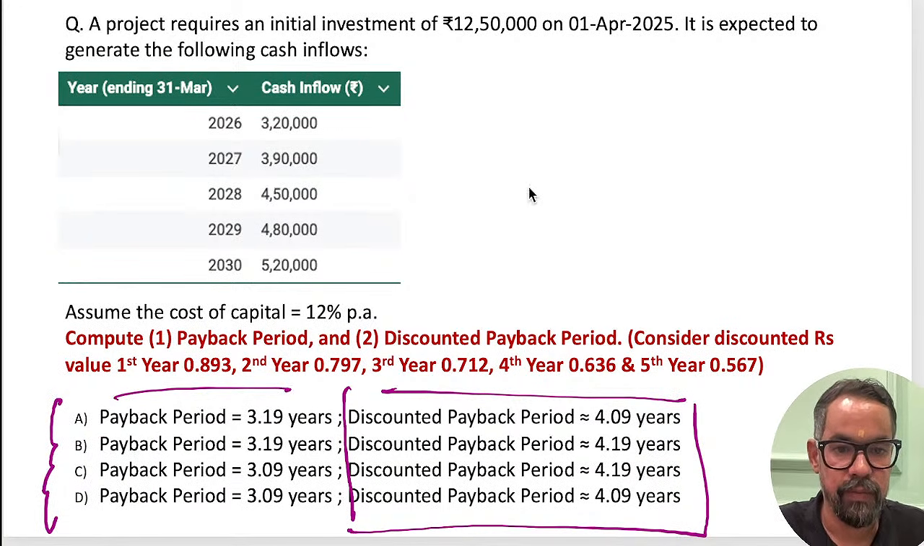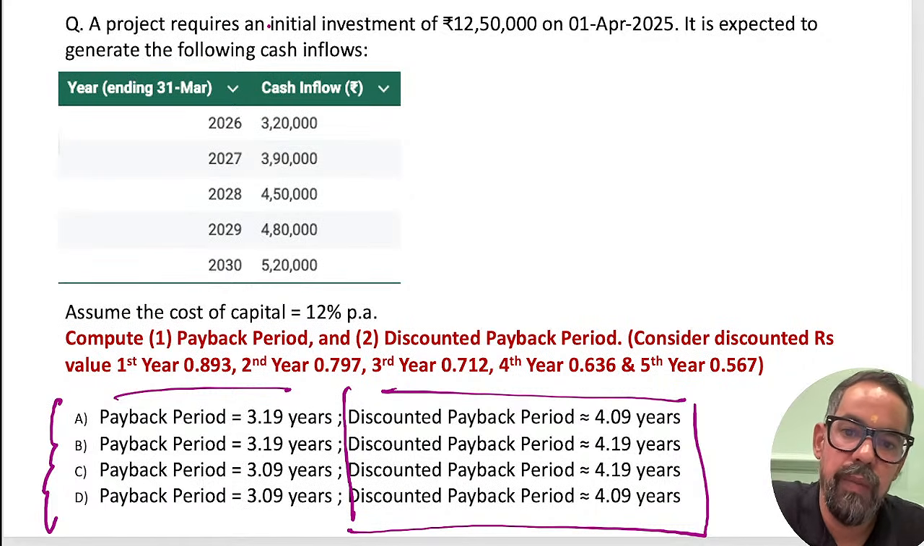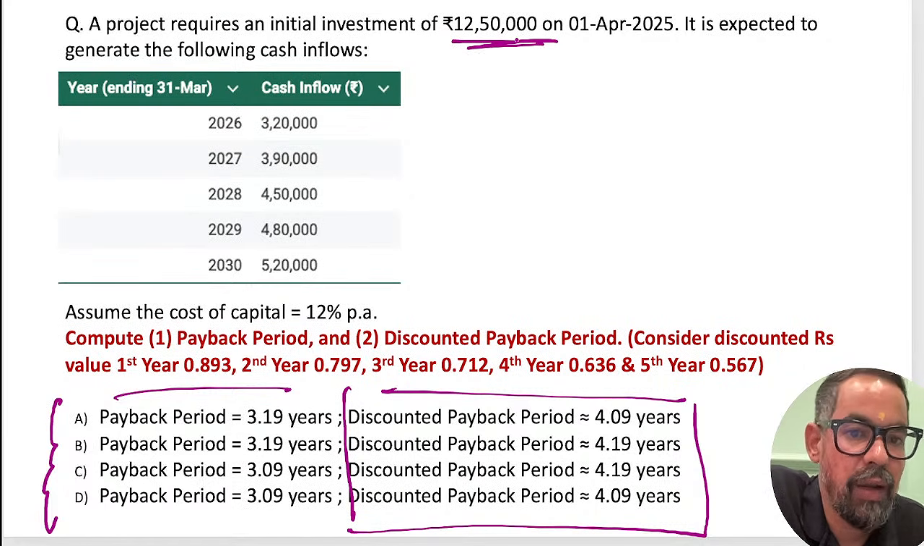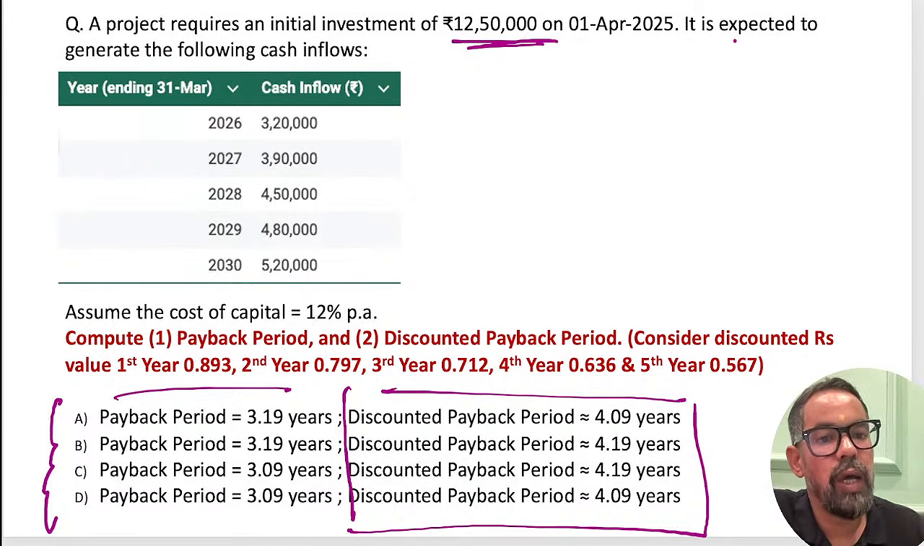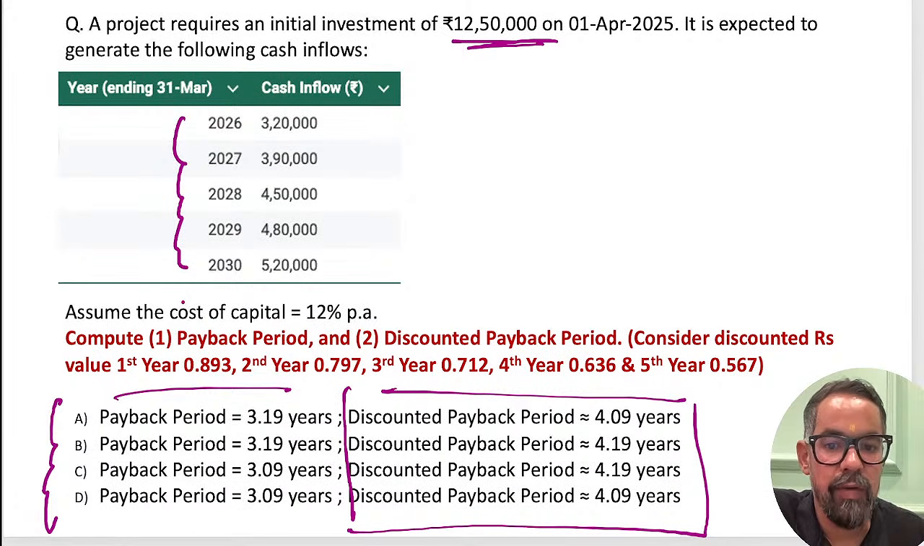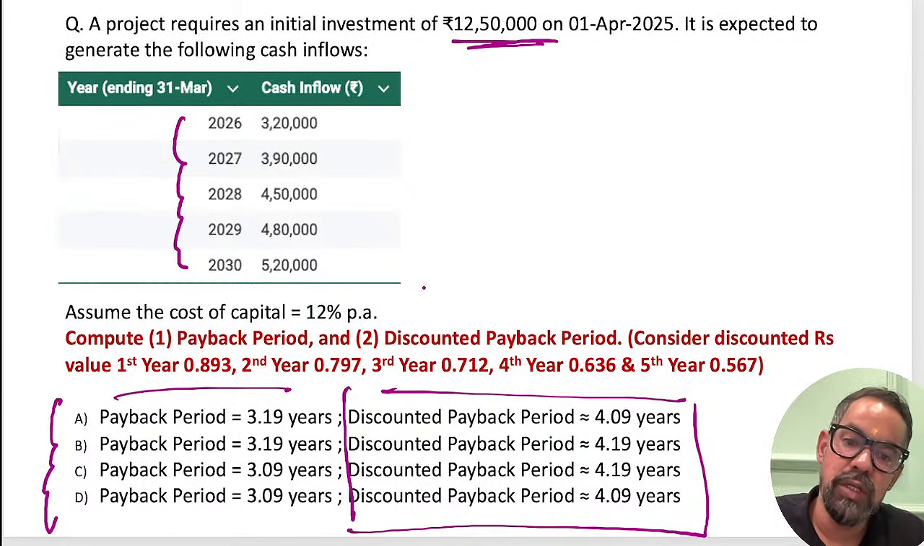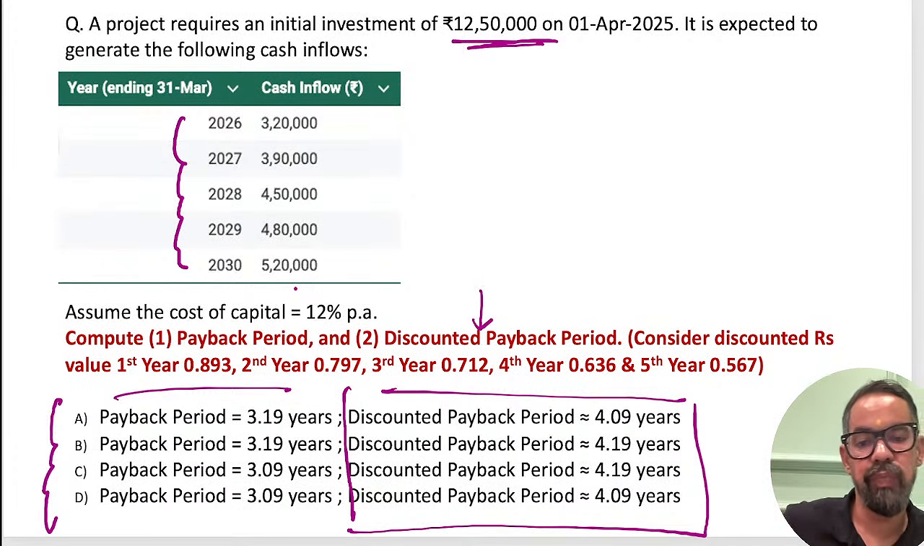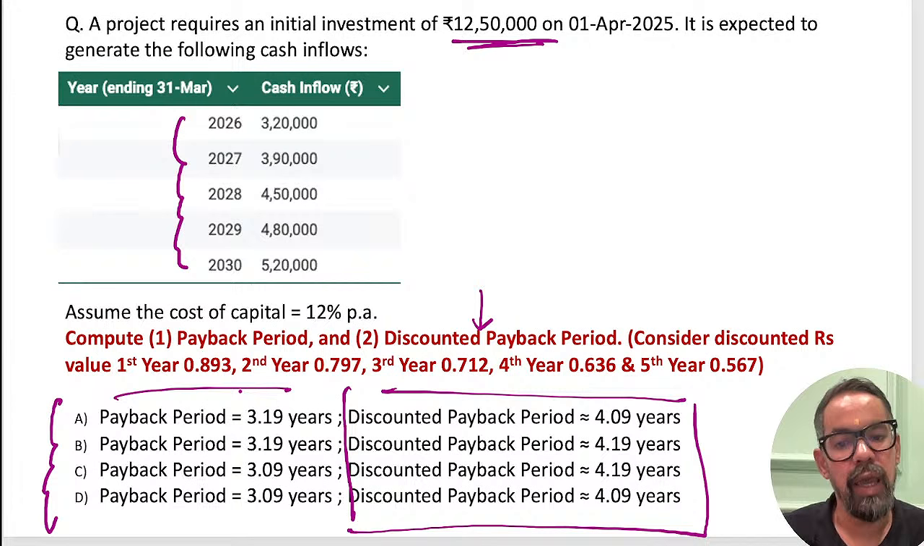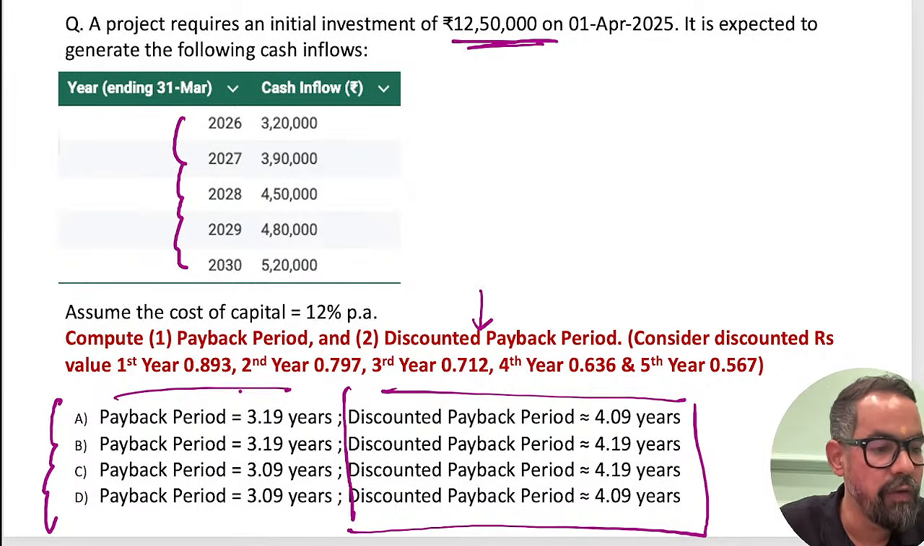A project requires an initial investment of 12,50,000, and it is expected to generate profits as shown. Now you have to calculate the payback period. When it comes to discounted, in the second case you do not have to answer, and you do not even require the cost of capital in this case. Just consider the numbers and calculate the payback period. What will be your answer?